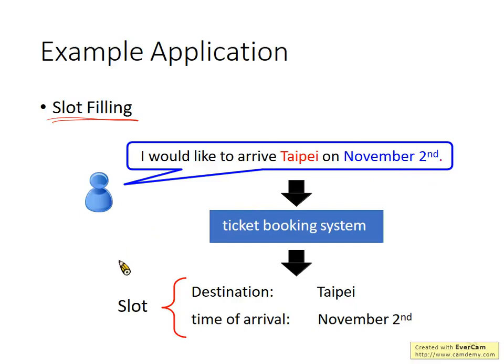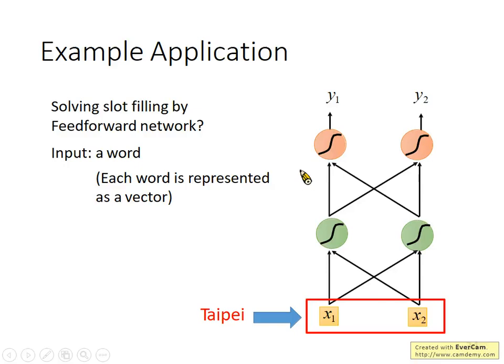The so-called slot filling problem is that we want to identify which word corresponds to the destination and which words correspond to the time of arrival. So it is the problem that we try to identify the meaning of each word in this sentence. This is called a slot filling application. Can we solve slot filling with a feed-forward network?